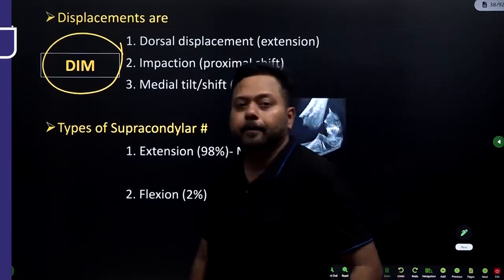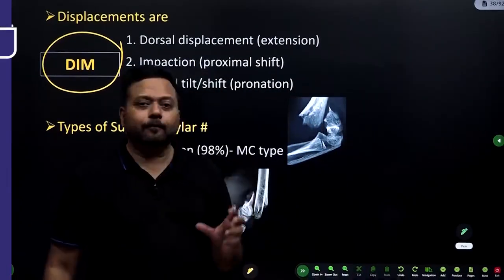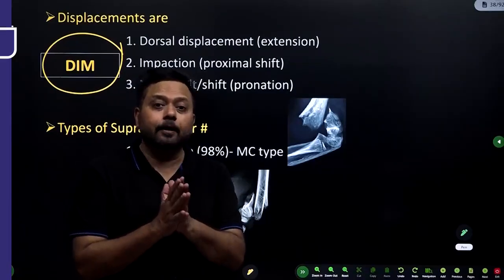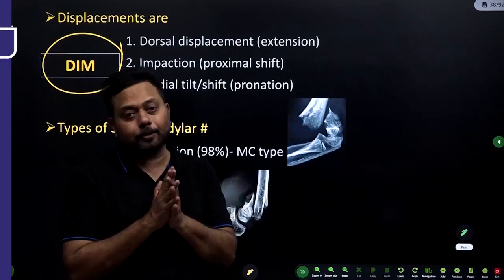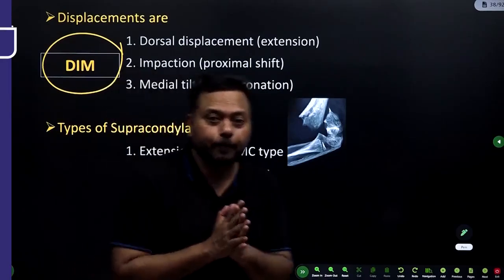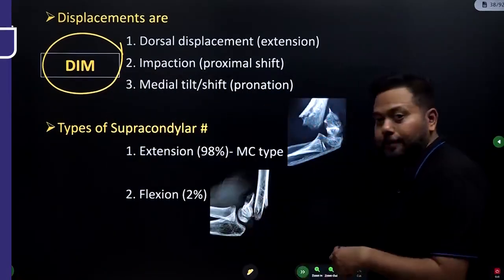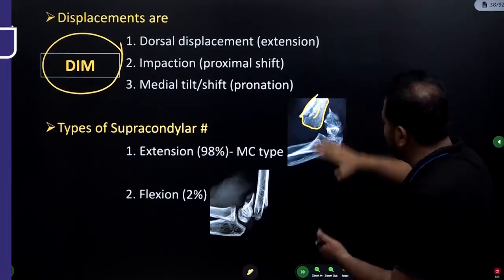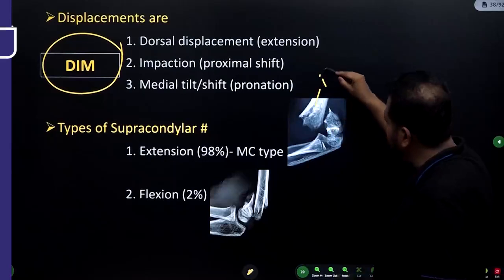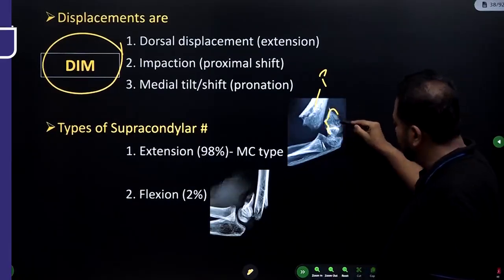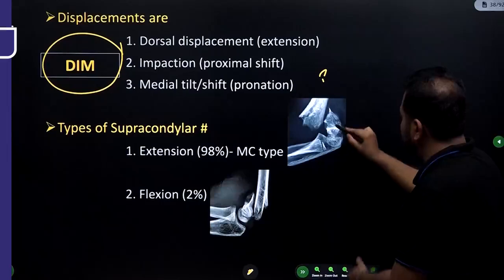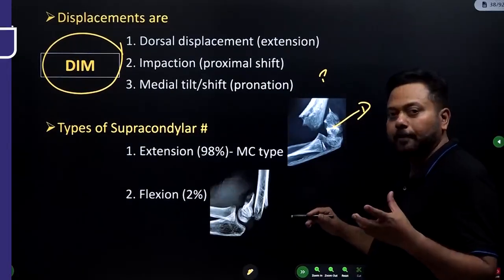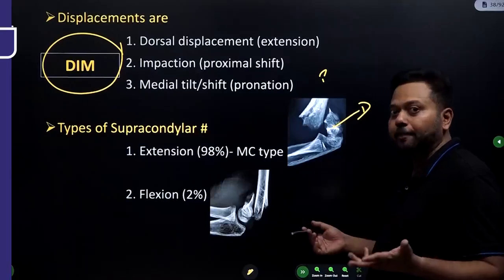Whenever a fracture has happened, it should have two fragments, a proximal fragment and a distal fragment. Where is the position of the distal fragment? That determines the type of supracondylar fracture. Look at this X-ray: this whole chunk is the distal end of the humerus, this is the proximal fragment, and the small chunk here is the distal fragment. How the distal fragment is displaced determines which type of supracondylar fracture.